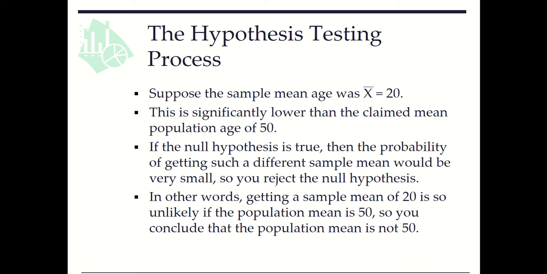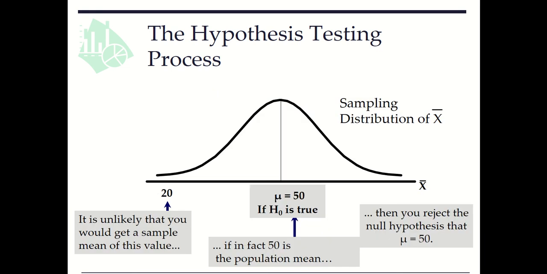If the hypothesis assumed, the null hypothesis H0, is true, then the probability of obtaining such a small or such a different mean in a sample would be very small, right? So intuitively, we want to reject the null hypothesis. In other words, getting a sample mean of 20 is so unlikely if the population mean is 50. So we conclude that the population mean is not 50.